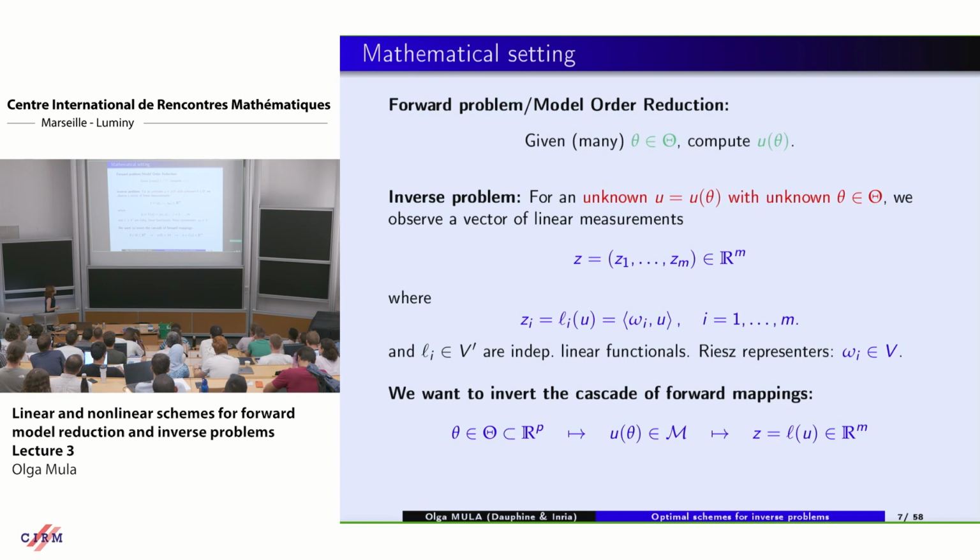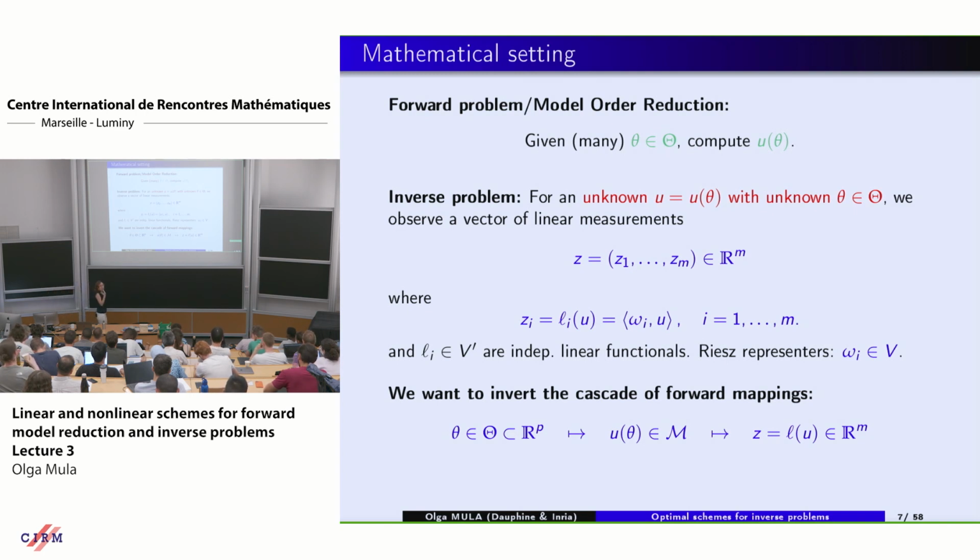And so in the inverse problem, what we want is to invert the cascade of forward mappings that take me from the parameter to the solution, and from the solution, by application of the li's of u, I get the observations. So in the inverse problem, I want to go from the observations back to the state u. This is going to be the problem of state estimation. And from the observation z, directly back to the parameters. This is a parameter estimation problem.